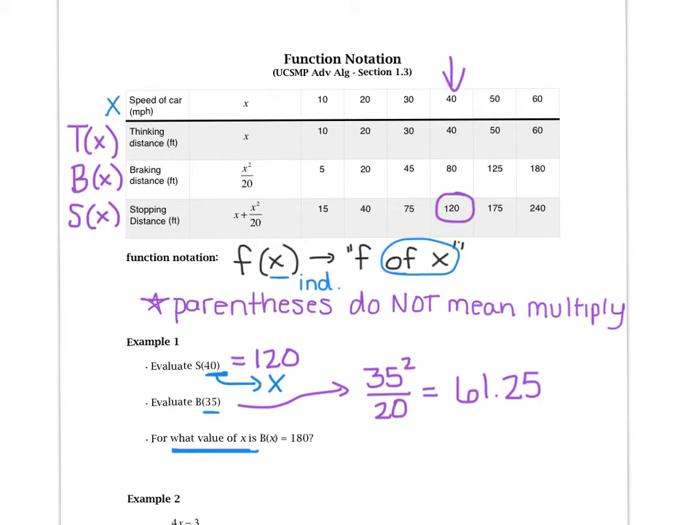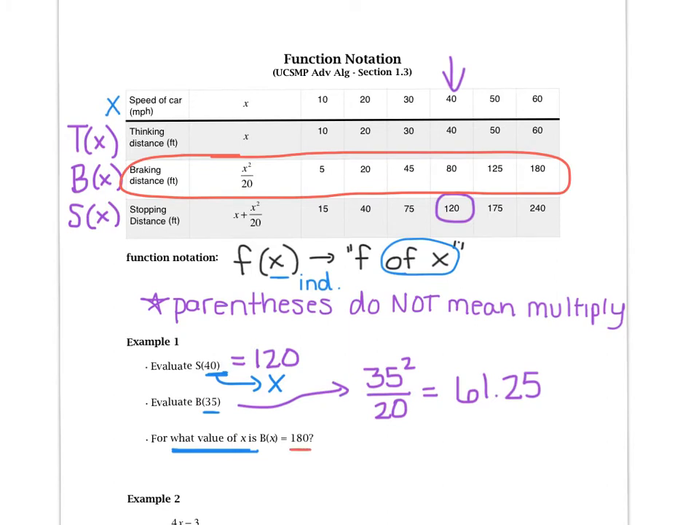You could solve this algebraically, or we could look at our b of x row, which is right here. There's b of x. And we want to know what x value gives us a value of 180. Well, that's right here. Okay. And my x value that goes along with that is 60. So my answer here would be x equals 60. Okay. So that's meant to just kind of get you used to the notation we're using here. The math is not too terribly difficult. It's just about recognizing what the question is asking when it's written this way.